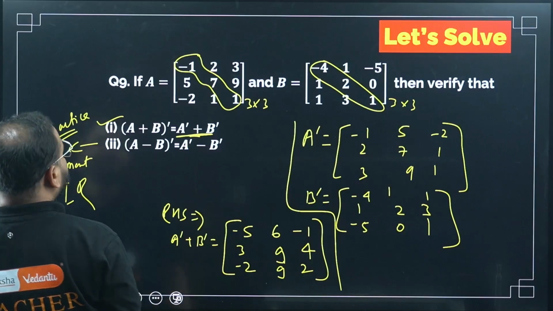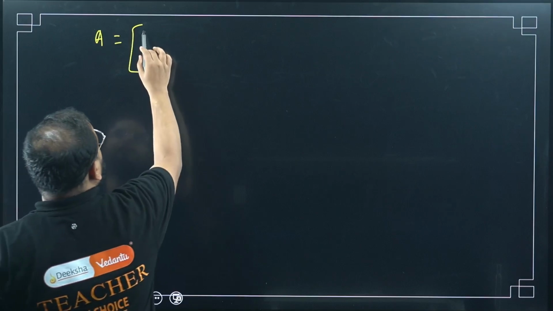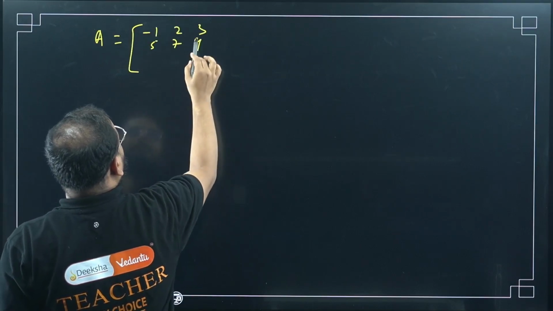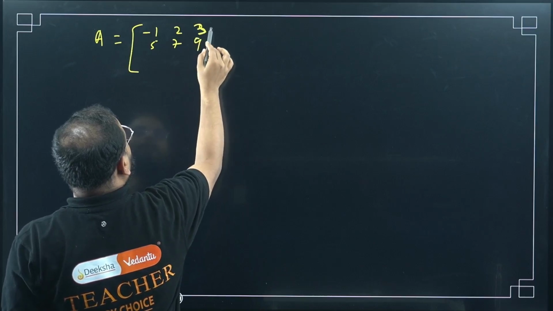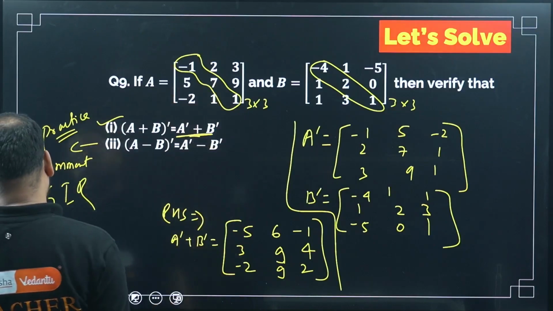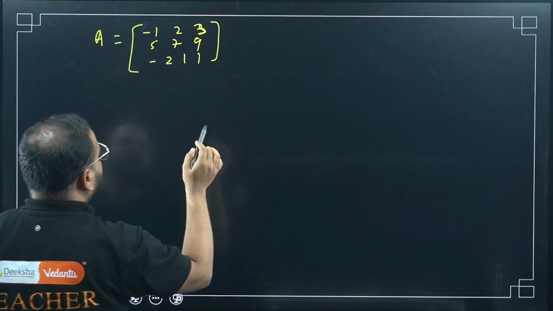What's the matrix A? Minus 1, 2, 3, 5, 7, 9 and minus 2, 1, 1. Okay.